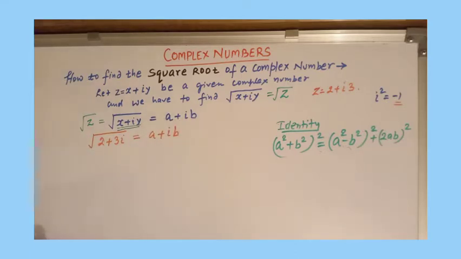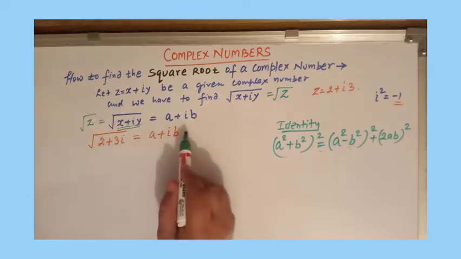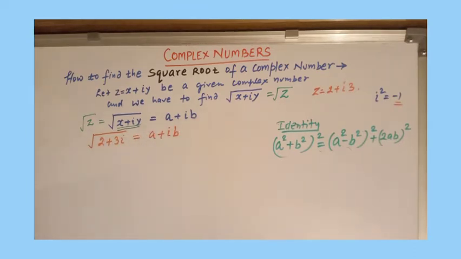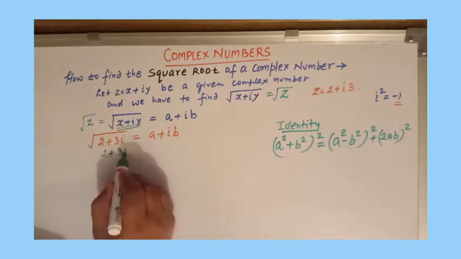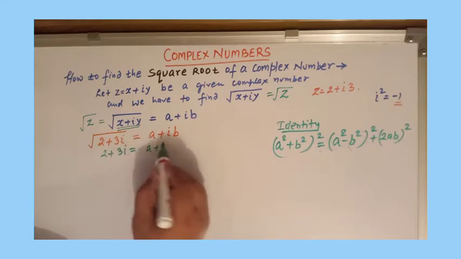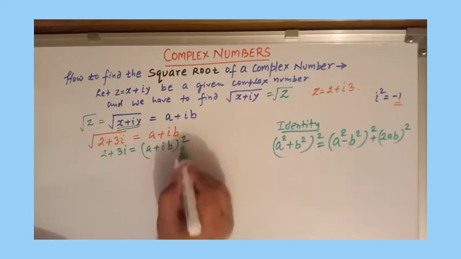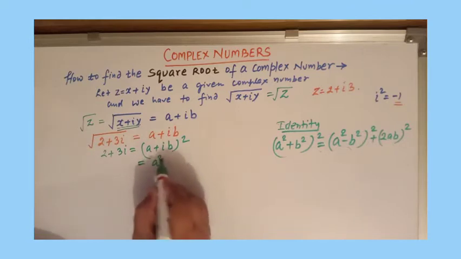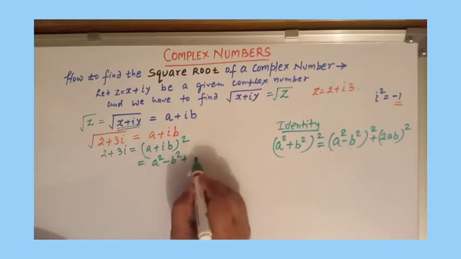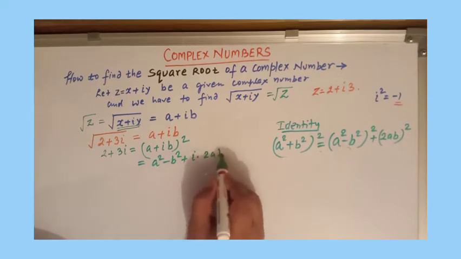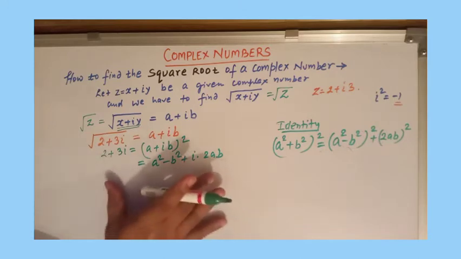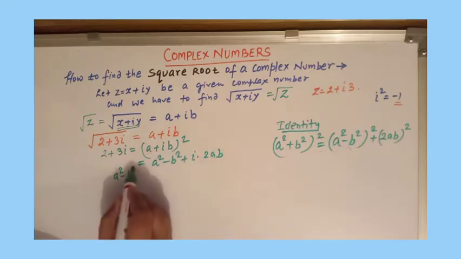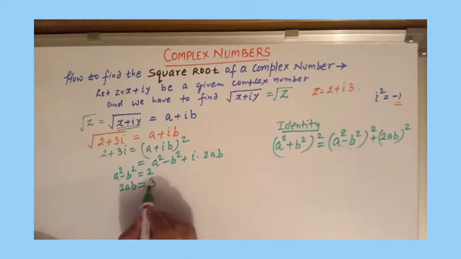Because here we have used the fact that the square root of a complex number is a complex number. Now squaring both sides, we get 2 plus 3i is equal to (a plus ib) square. Now this can be written as a square minus b square plus i times 2ab. Clear? Now comparing the real and imaginary parts on both sides, we get a square minus b square is equal to 2 and 2ab is equal to 3.